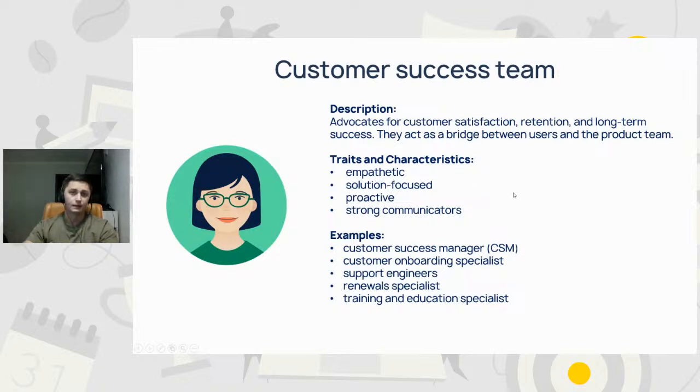Sometimes they can bring a lot of unnecessary things to your scope, and you, as a product manager or business analyst, should be able to handle it without sacrificing, in general, the product roadmap and product goals. They're also solution focused. So when they see a problem, they will come to you with a solution. So here you should be able to sort out the solution and the problem.